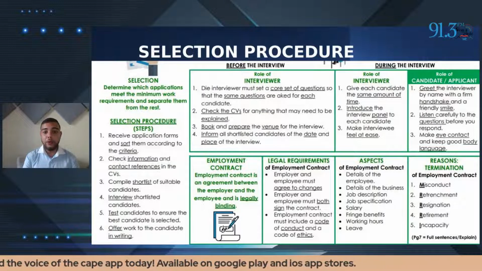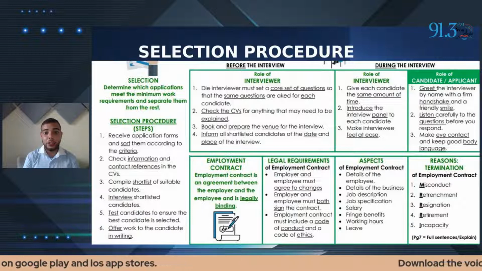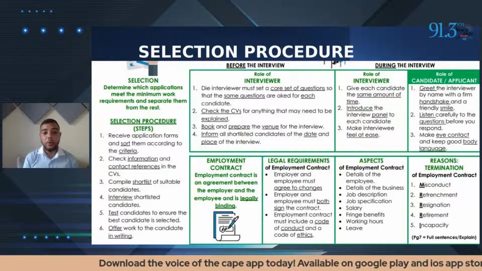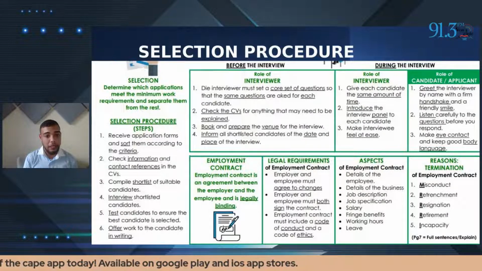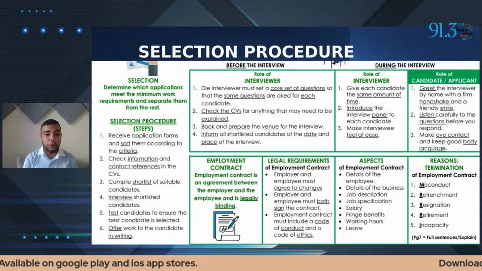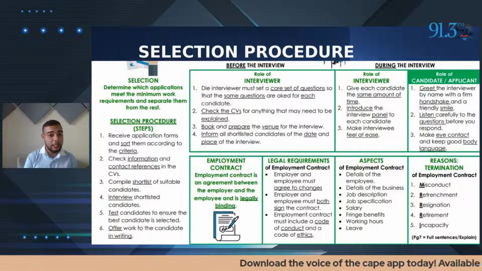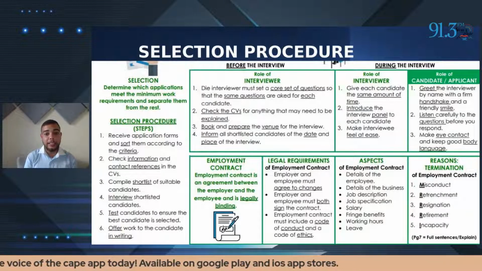The interviewer must set a core set of questions so that the same questions are asked of each candidate. Everyone must get the same questions asked to them. So, an easy way to remember this: check the CVs for anything that may need to be explained. We all know that the same questions need to be asked. Remember that, check the CVs for anything that needs to be explained, and then also book and prepare the venue for the interview. Inform all shortlisted candidates of the date and place of the interview.